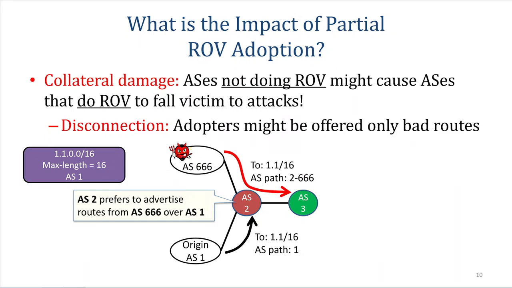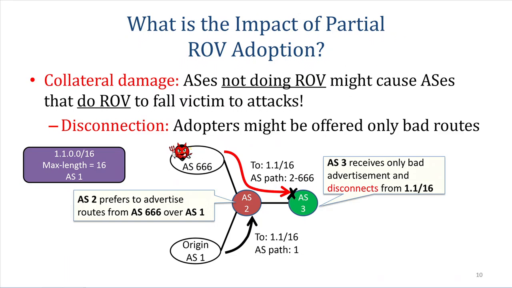Well, now AS2 will forward this advertisement, the advertisement from the attacker, to AS3. And AS3, since it is doing ROV, will know to discard this announcement. So it will drop it. But now it is like AS3 did not receive any advertisement to reach that prefix. And so it would actually get disconnected from AS1.